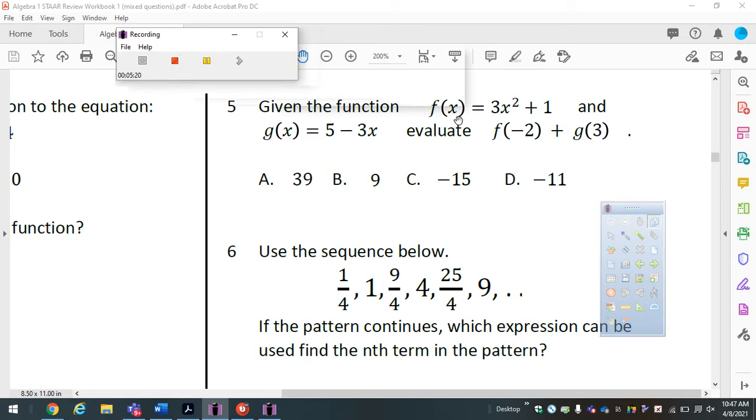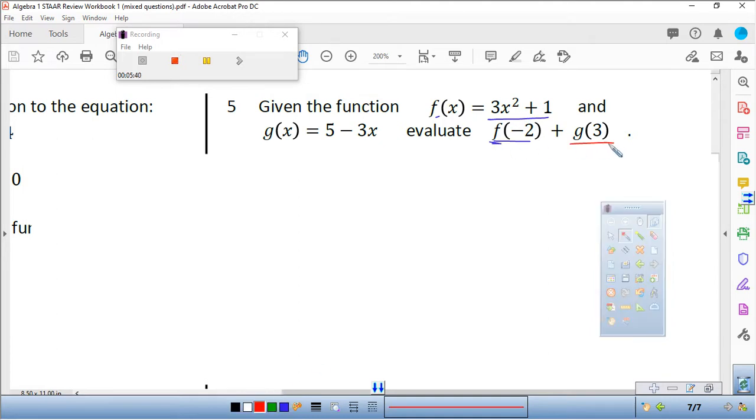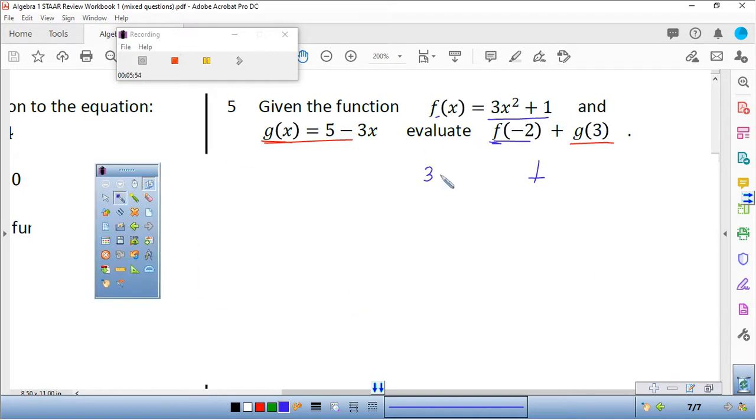Okay, given the function f of x equal to 3x squared plus 1 and g of x equals 5 minus 3x. This is a good question, actually. So this one means look at this one, f, and this one means look at this one, g. We're going to get this one here, whatever we get, and then add it to this one, whatever we get. So I'll do it right here. We're going to go with 3 times x squared plus 1, right? And that's at f of negative 2.